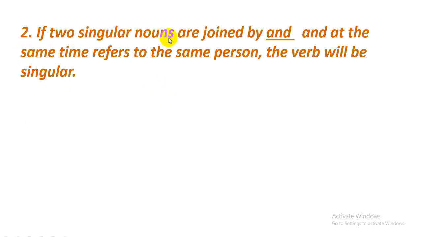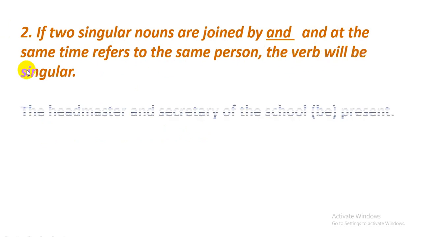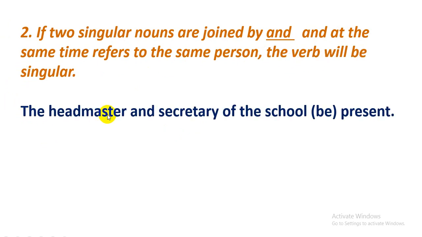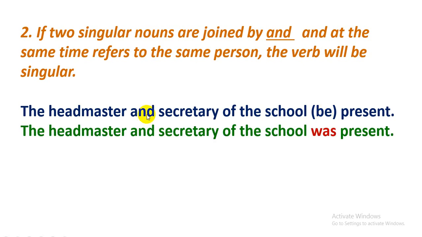If two singular nouns are joined by and at the same time refers to the same person, the verb will be singular. The headmaster and secretary of the school be present. Here, the headmaster and secretary is the same person. So, the verb will be singular. Answer. The headmaster and secretary of the school was present or is present.